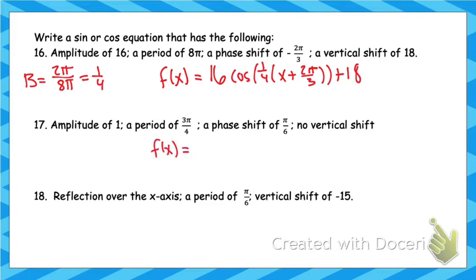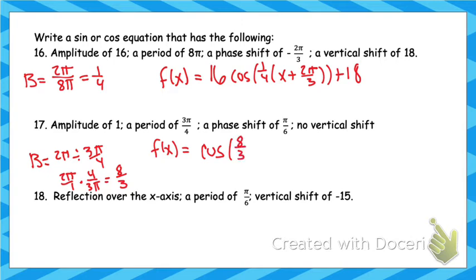All right, next one, amplitude is 1, so I don't need to write that. Okay, it's just out in front. Let's find our b value. So it's 2 pi divided by 3 pi over 4. So 2 pi over 1 times 4 over 3 pi. So that's going to give you 8 over 3. Phase shift of pi over 6. And then no vertical shift.